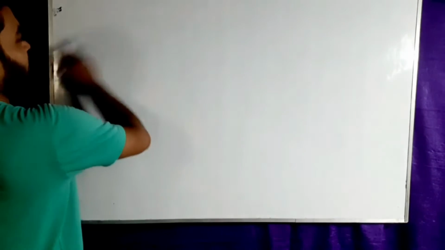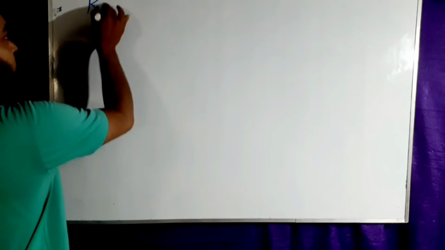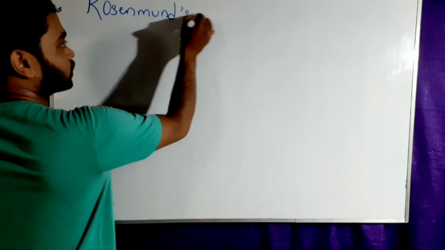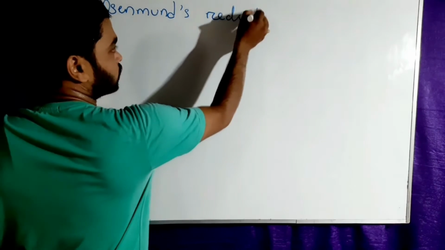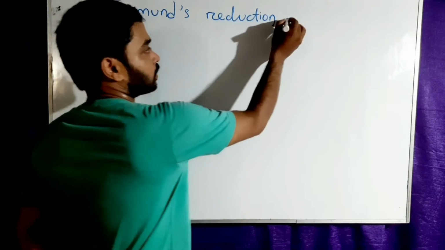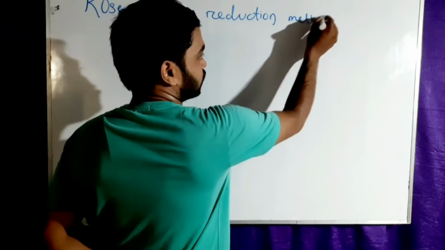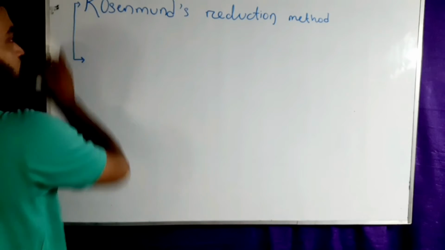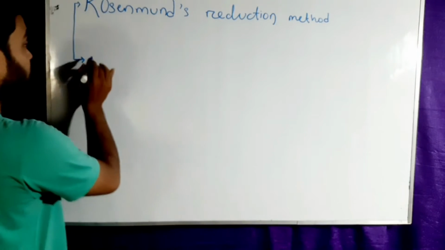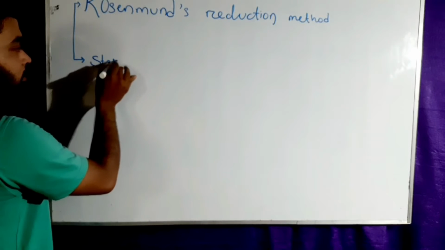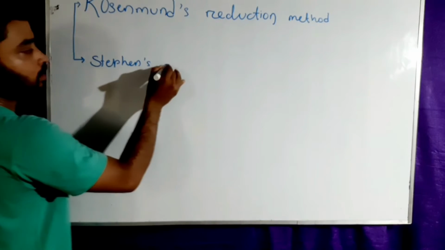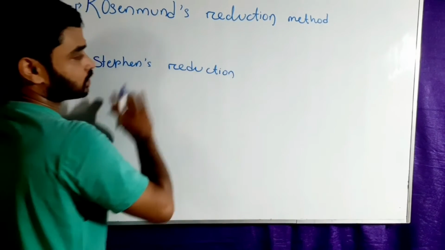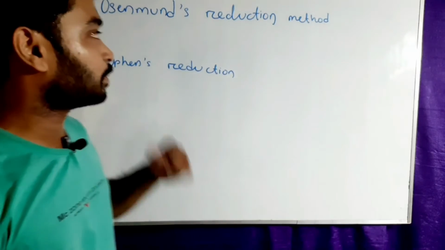The first method is the Rosenmund reduction method, and the second one is the Stephen reduction method, or Stephen process of aldehyde preparation.